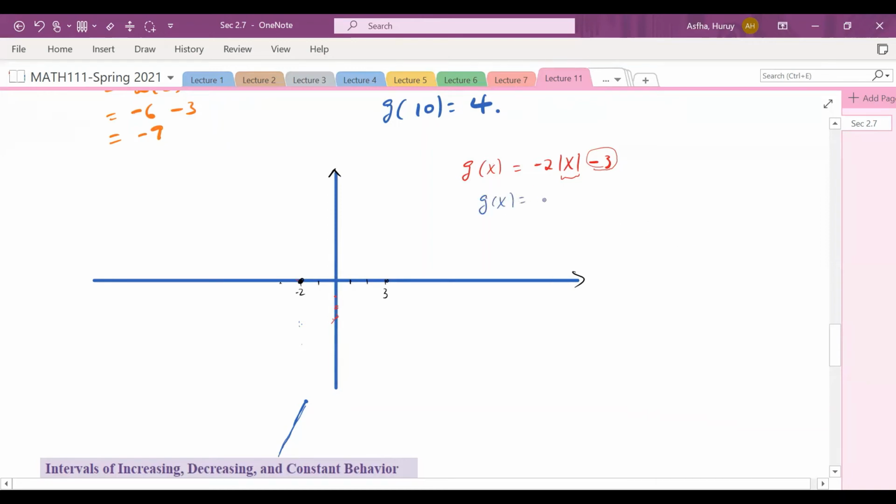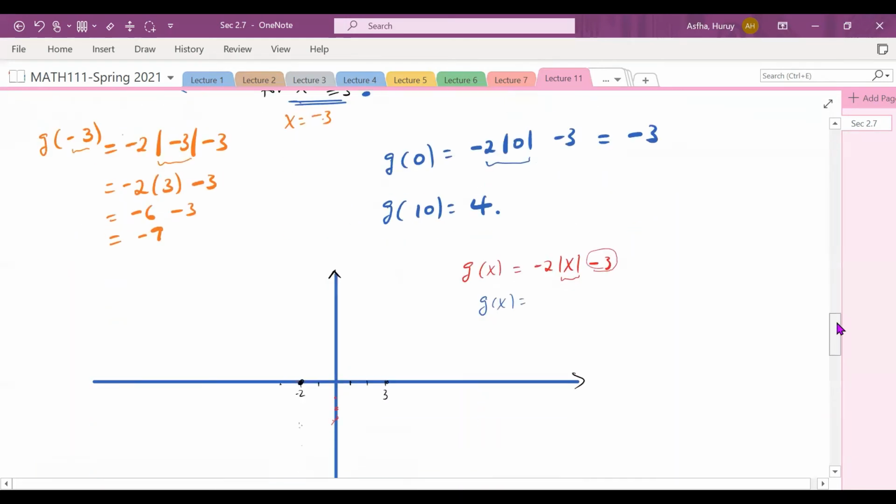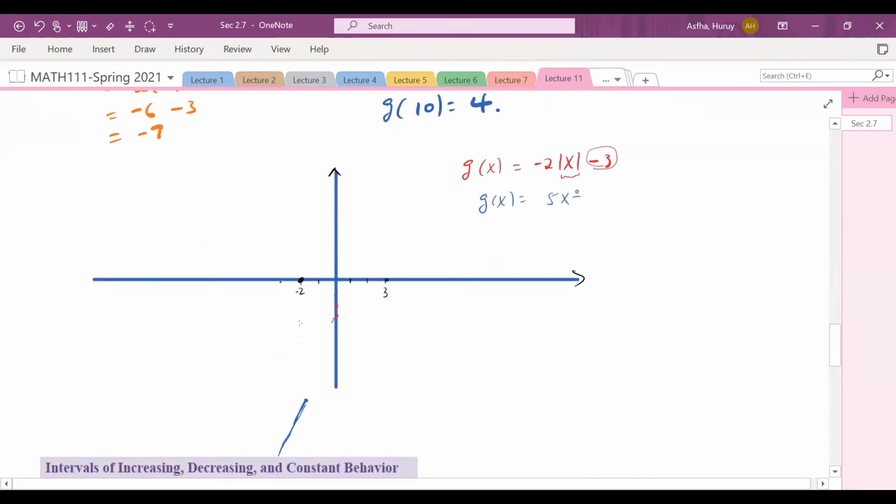And the second function, g of x equals 5x plus 6. Again, we can use the transformation, or we can use the table of values. And here we have 1, 2, 3, 4, 5, 6 or something somewhere in here. And the slope is 5. So it's going to be something like, it's negative 2. What do we have? It's negative 4.